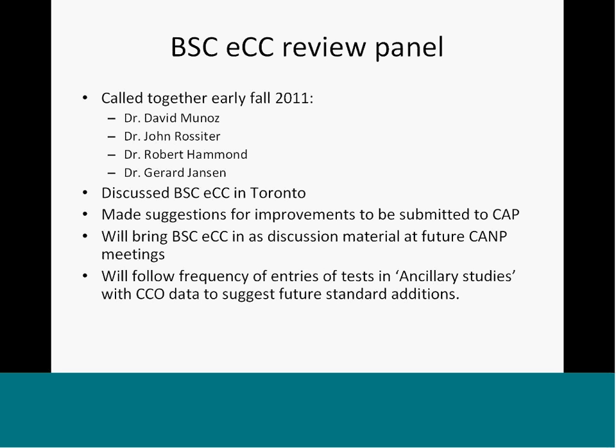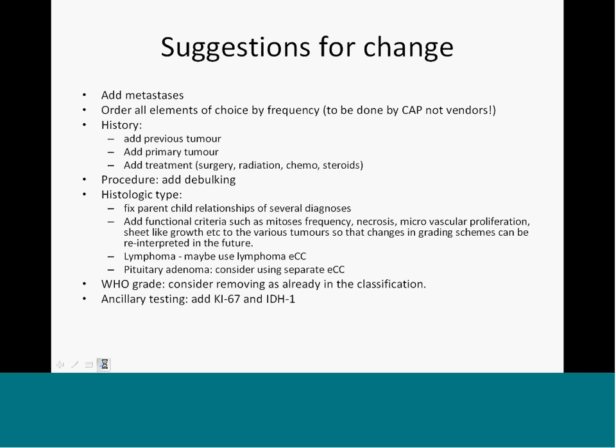So what we'll do is over time look at the frequencies of entries that are free-form, and especially ancillary studies lend themselves to that. Because what we can then say to CAP is, maybe we should add these studies as ancillary studies to the list, rather than have a pathologist retype this. Some suggestions that we've made is to add metastases. Metastases are an important part of the neuropathologist's work and tie into the ECCs elsewhere.